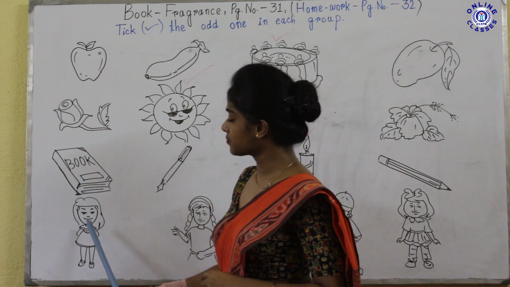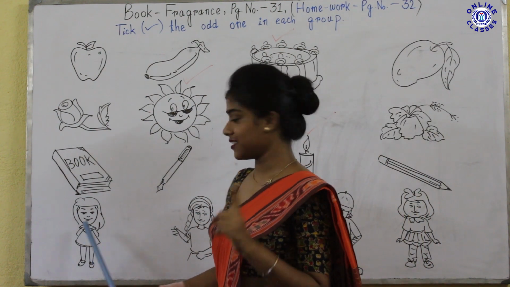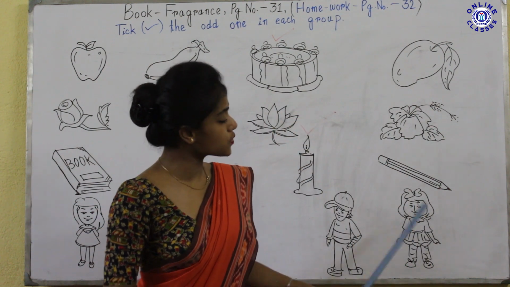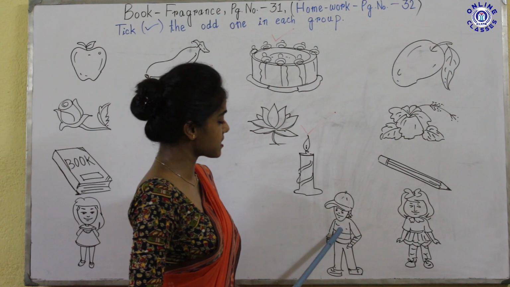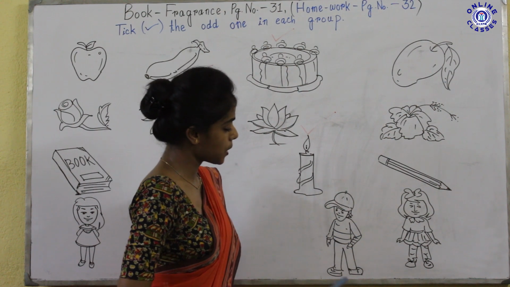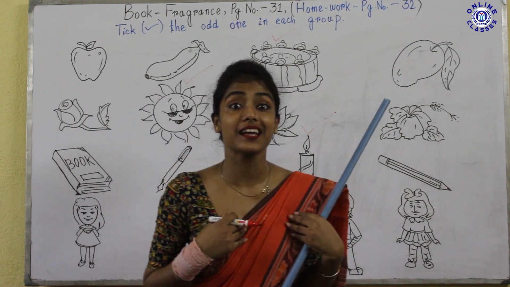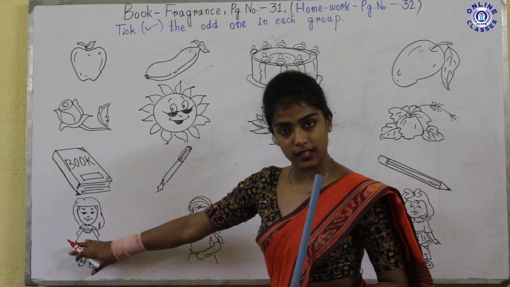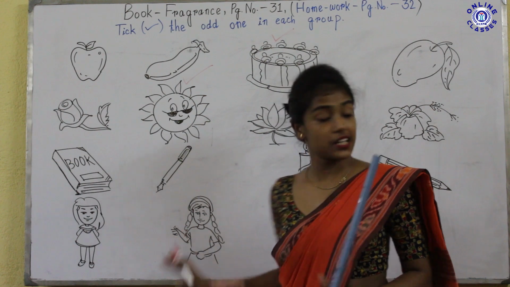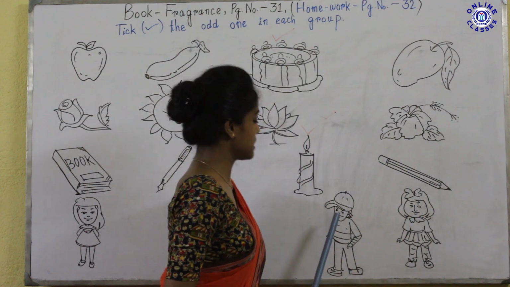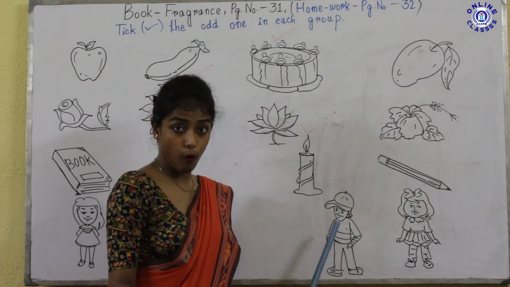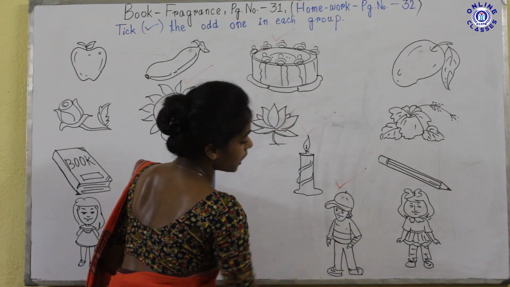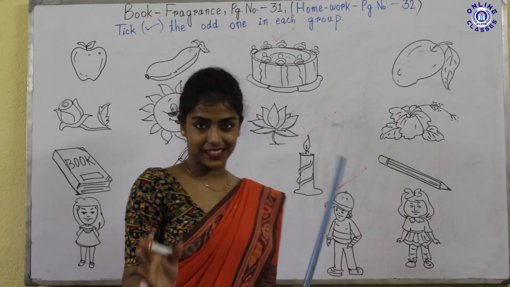Right? Now, she's a girl. She's a girl and she is also a girl. But look at him. He's a boy. And who am I? I'm also a girl. So, she's a girl. She's a girl. She is also a girl, but he is not a girl, he is a boy. So I will tick the boy because he is the odd one here.